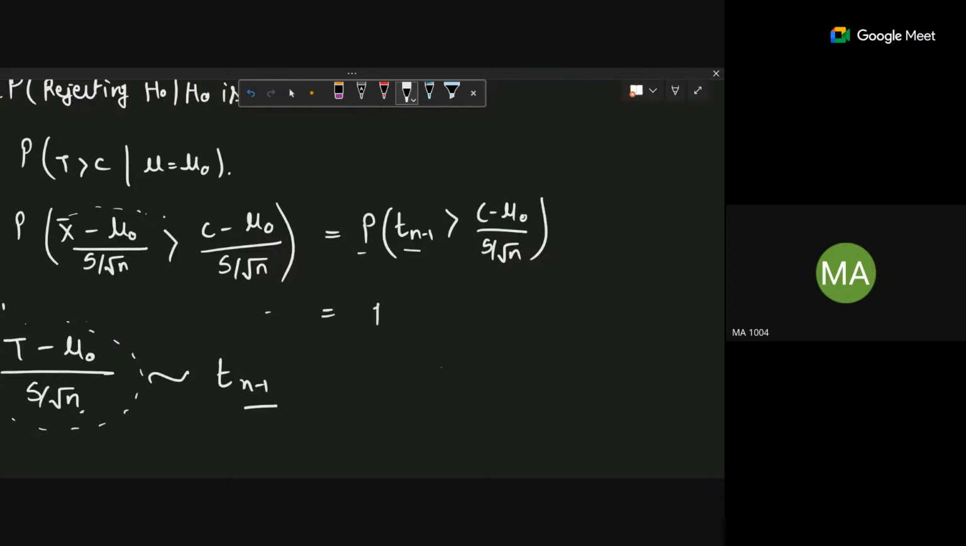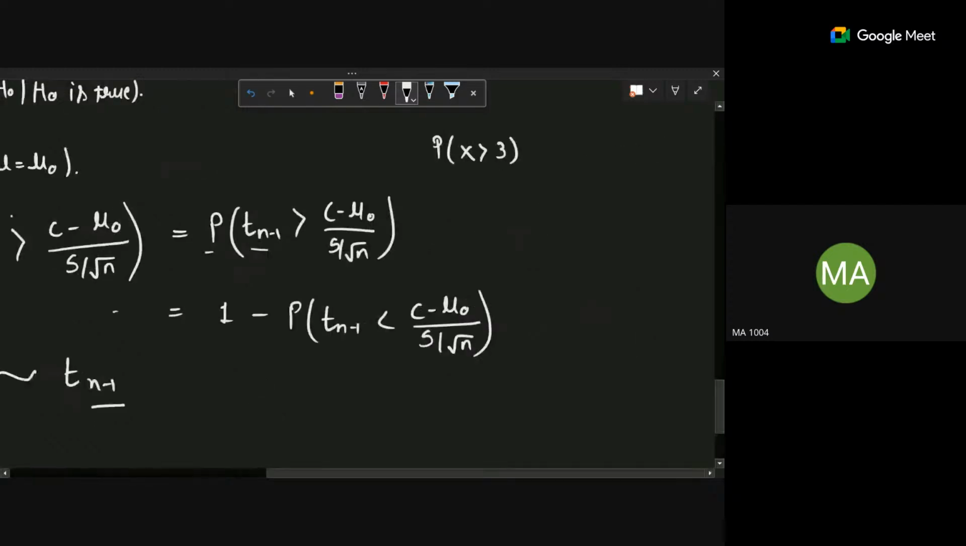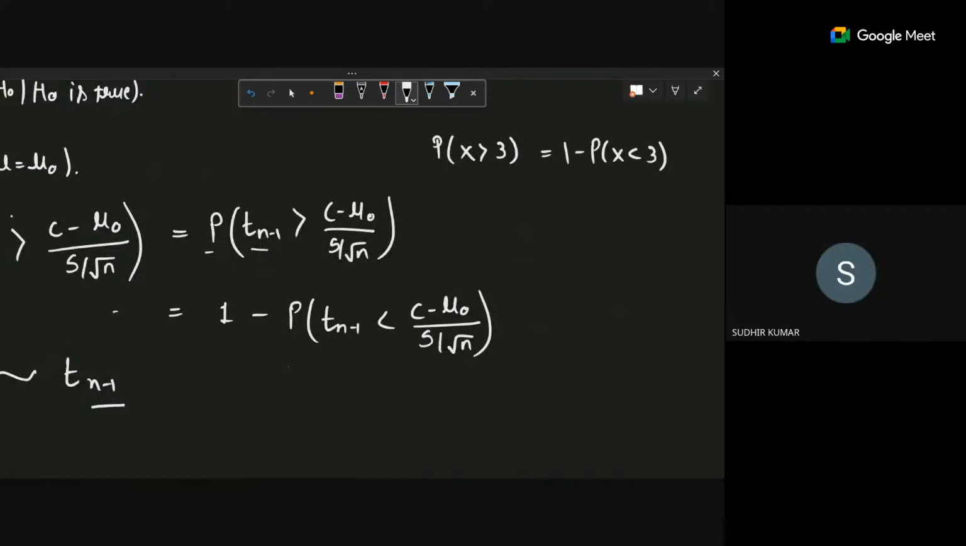Can we write it as 1 minus probability T n minus 1 less than (c minus mu naught) upon s by square root n? Do you agree? Can we write it like this? It's just a different notation instead of x, y, and z. We have done this earlier also. Let's say x is following normal distribution, then what is the probability that x is greater than 3? What we used to do? We used to do 1 minus probability x less than 3, right? And it's the CDF, the same thing.